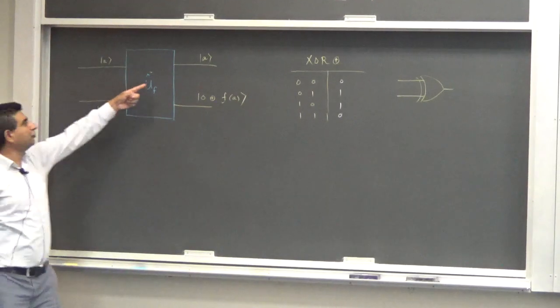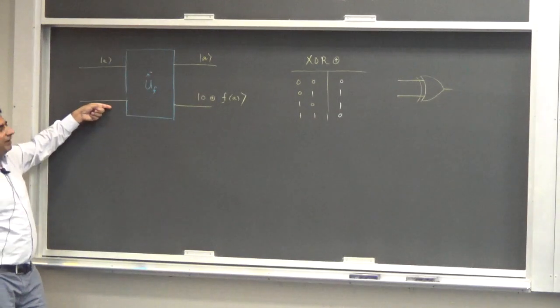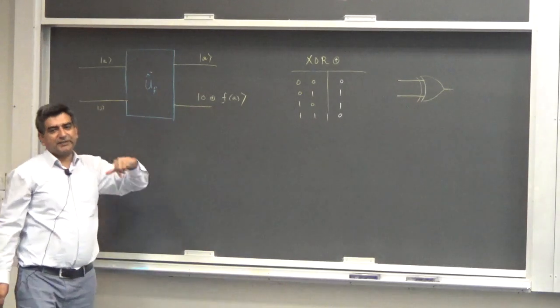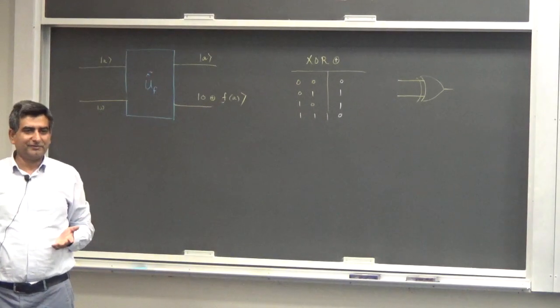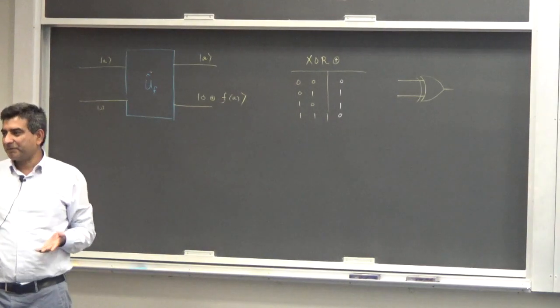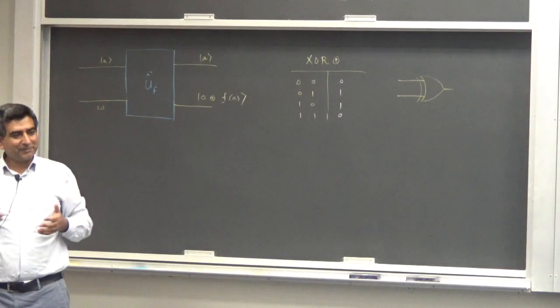And why do you need two outputs? Because you have two inputs. The number of outputs needs to be the same as the number of inputs if you were to do a unitary operation. Otherwise the operation will be non-unitary, because a unitary operation is reversible.